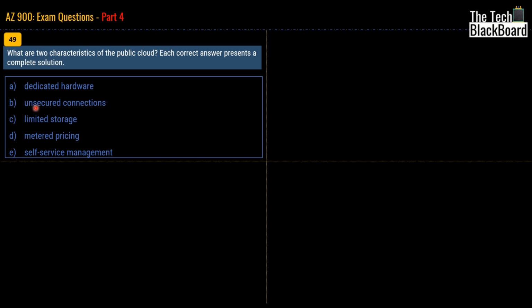Moving on with unsecured connection. Definitely not. The connections over the public cloud are fully secure. Limited storage. Well, no. The basic concept of public cloud, in one sense, is that you have virtually unlimited storage. You can scale up your storage needs to the maximum of how much you want. So there is virtually no limit on how much you can scale up. So definitely limited storage is also not a correct option.